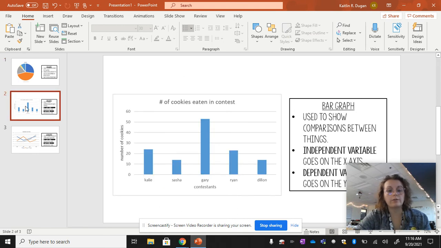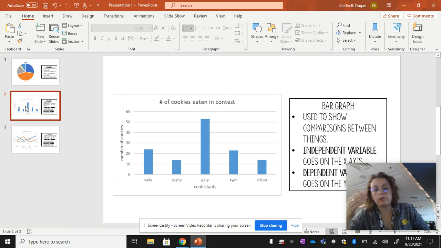Our next type of graph is our bar graph. This one is very common. Our bar graph is used to show comparisons between two things. For example, this graph is showing the number of cookies eaten in the contest. You can easily see that Gary ate the most cookies and that Sasha and Dylan ate the least, because you can look at how high the bar is.